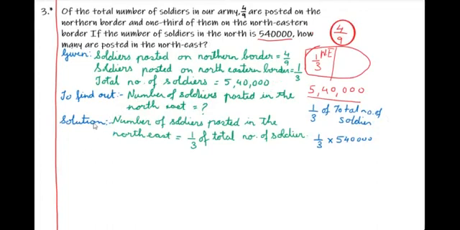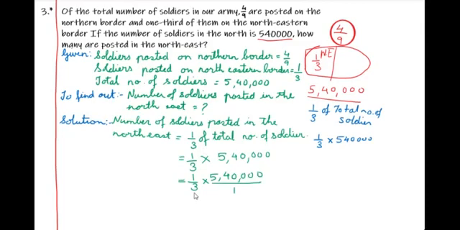So now we will see the solution. Number of soldiers posted in the northeast, we have to find out. So the number of soldiers in the northeast is equal to 1 upon 3 of the total number of soldiers. So how to write this? We will write this is equal to 1 upon 3 of, which means multiplication, and total soldiers is how much? 5,40,000. Now, if you will see, children, 5,40,000 we can write as 1 upon 3 multiplied by 5,40,000 upon 1.